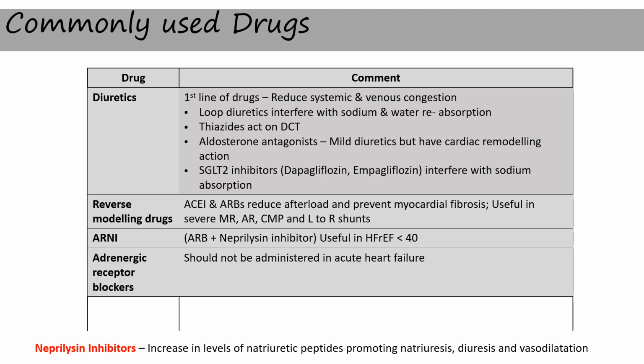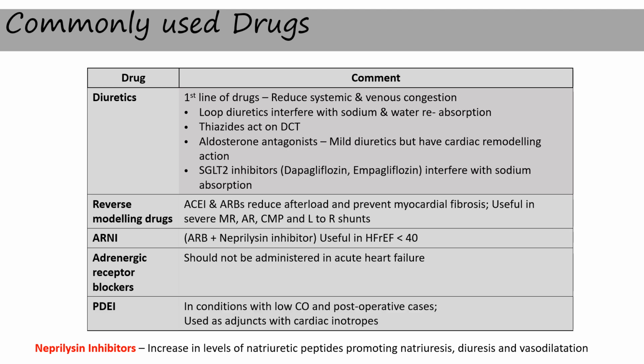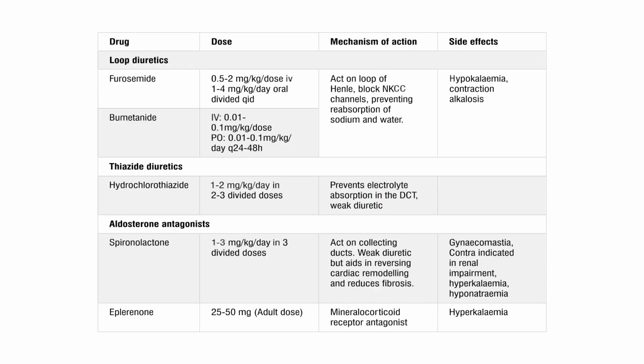Adrenergic receptor blockers should not be administered in patients with acute heart failure, as we had already seen that beta blockers are contraindicated. And phosphodiesterase inhibitors like milrinone are used in conditions with low cardiac output and post-operative cases. They are used as adjuncts with cardiac inotropes because they are basically inodilators. So these are the commonly used drug classes which we had just seen earlier.